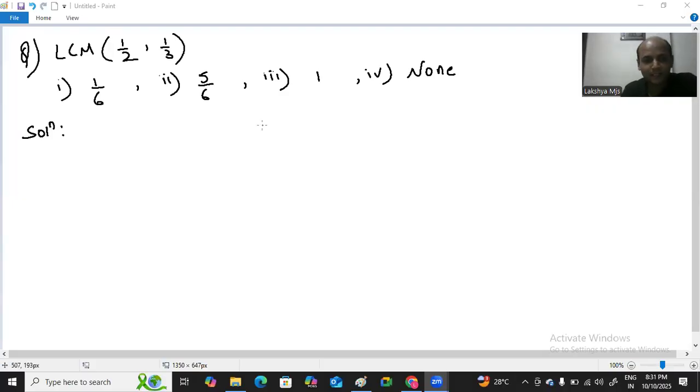So now we'll be discussing a very basic concept, that is LCM, lowest common multiple. So we have to find the LCM of 1 by 2 and 1 by 3.